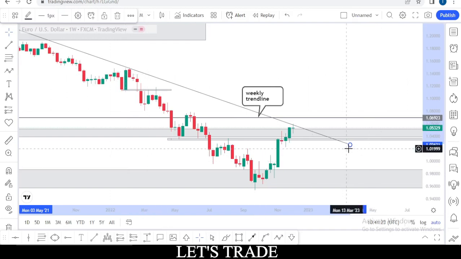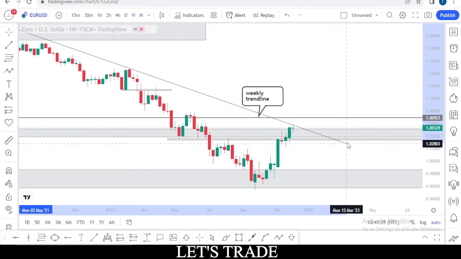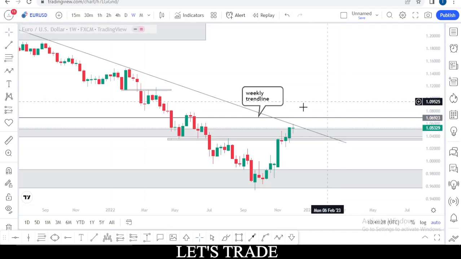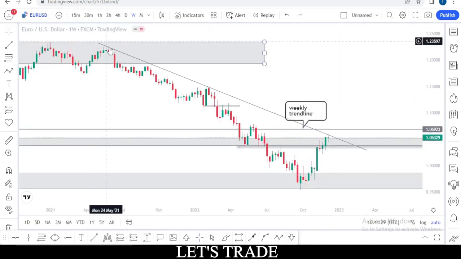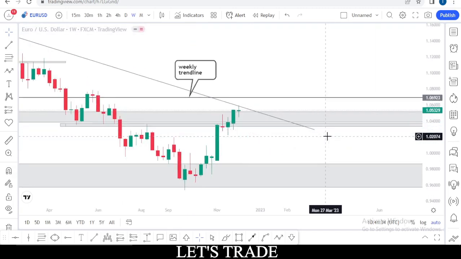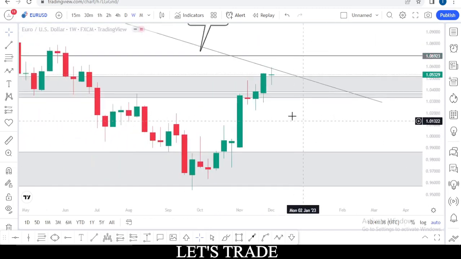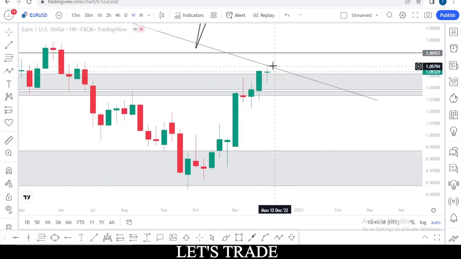I'm trying to drag this to touch the wick, so you can see now we even refine the trend line, capturing the wick of this, and then the top of this also. So you can see we are still trading below the trend line, and now we just had a doji candle. A doji indicates indecision in the market, right?